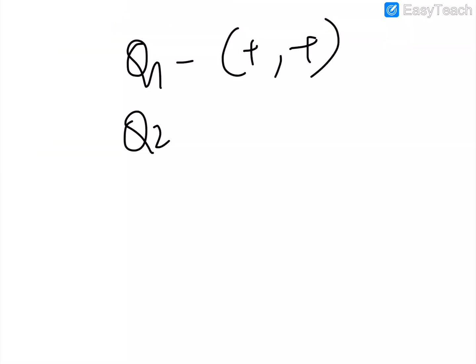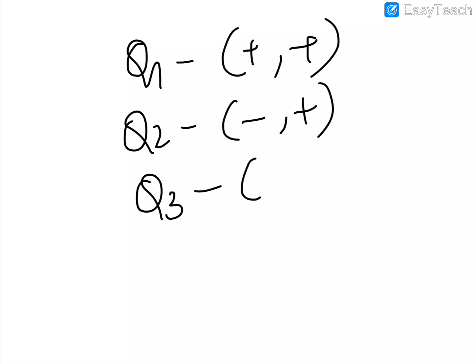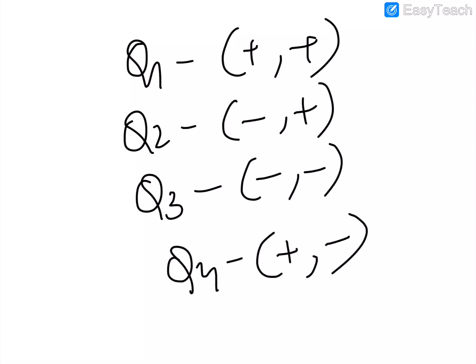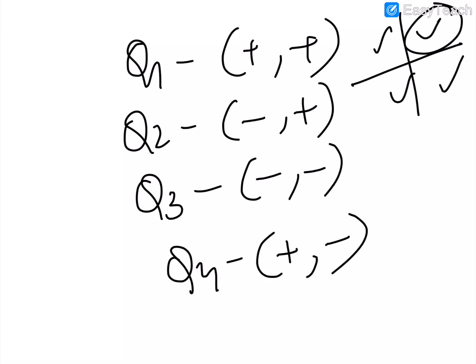To sum up, quadrant 1 values will be positive, positive. Quadrant 2 values will be negative, positive. Quadrant 3 values will be negative, negative, and quadrant 4 values will be positive, negative. So looking at the points, we can say which quadrant it is in. The plane is divided into four parts, and each part we call a quadrant. So looking at the point, we can say which quadrant it is in.